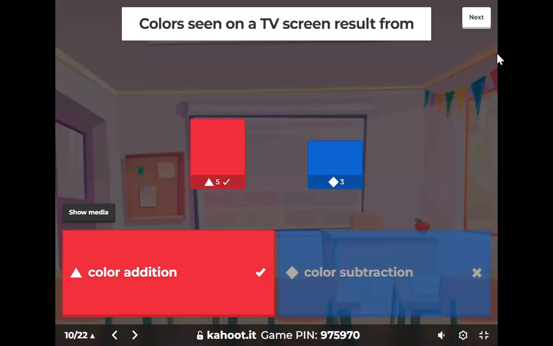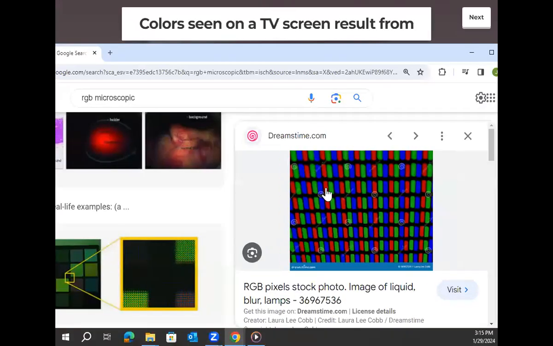Yeah, color addition. You guys remember on your screen? Guys, if you were like an ant crawling around your cell phone screen, this is what it would look like, this picture right here. Those 3 colors.